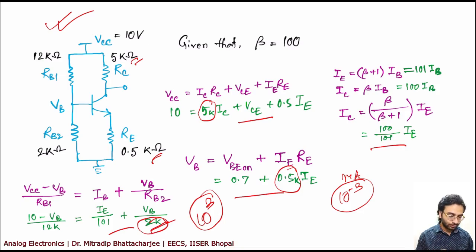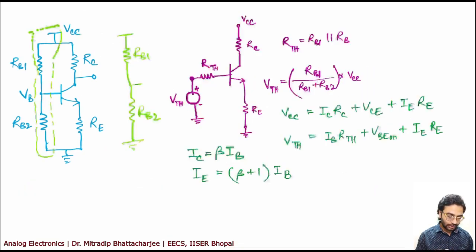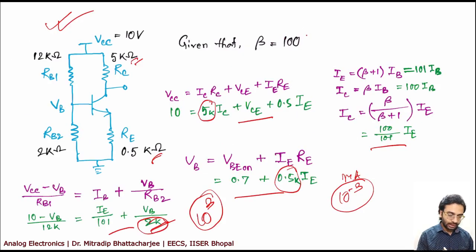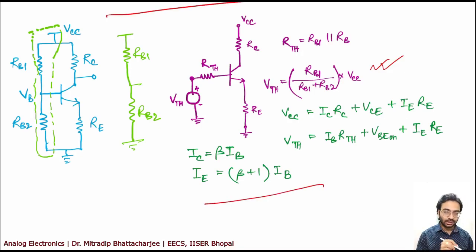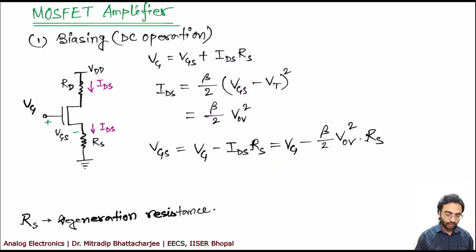I also showed another technique of solving the same. If your beta is high, you will find this current is negligible, so you can consider this and this current to be the same, neglecting this, and in that case you can use the voltage divider to figure out what the voltage is. So this is another way of solving it. You can solve the same problem using this technique as well and see what the result is. You can do it as homework.